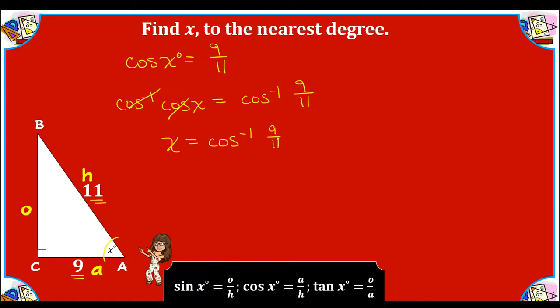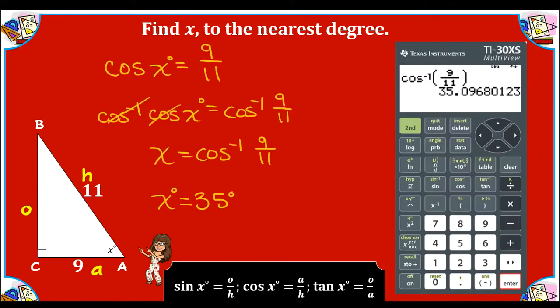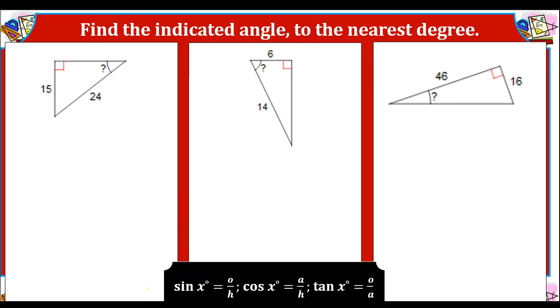In your calculator, we're going to do second cosine of 9/11. And when we do, we get 35.096, which rounds to 35 degrees. Okay, again, remember anytime you can pause the video to get your information written in your notebook, so when you take your quick check, it'll be a piece of cake. Okay, let's do 3 more.